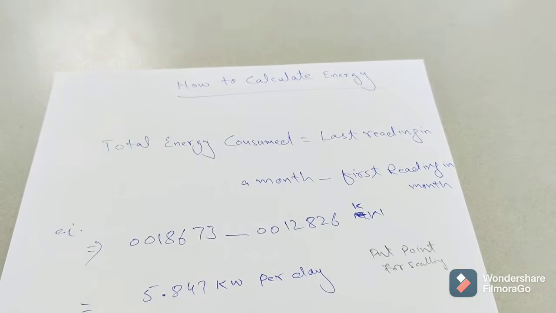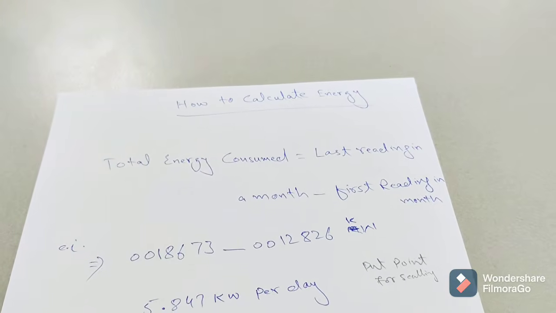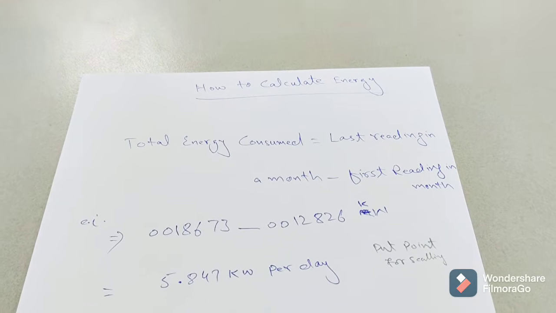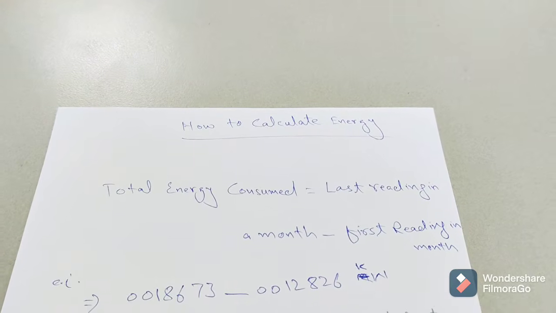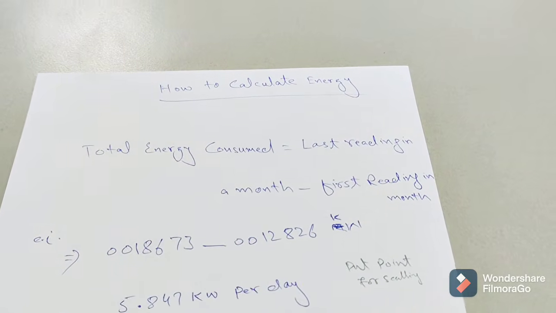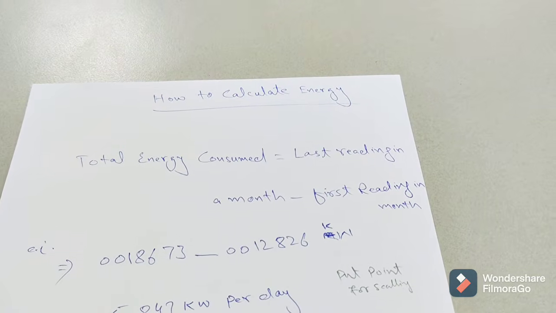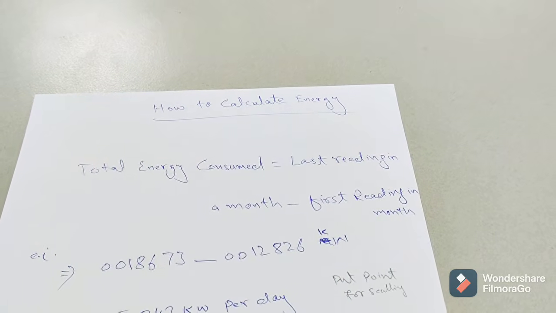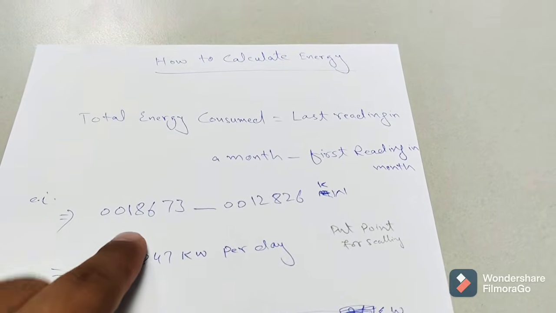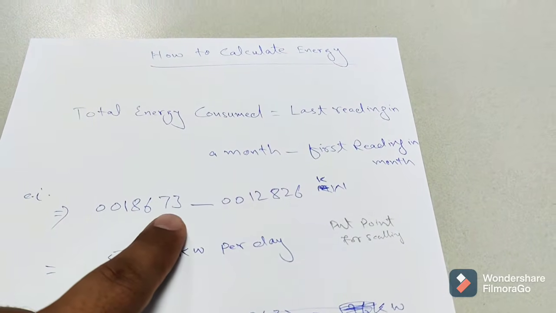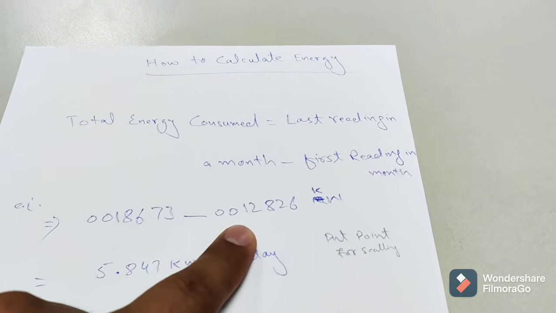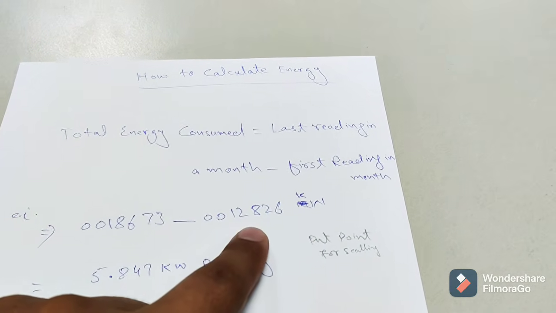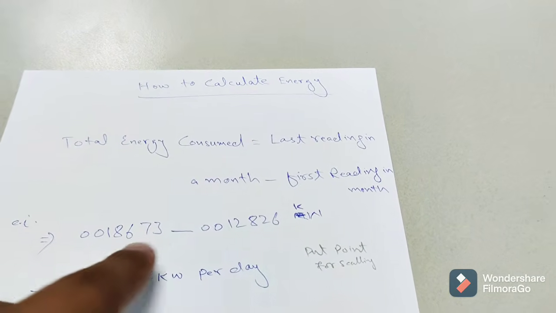Now look at the calculation, how you will calculate your energy per month, per week, it's up to you, and per day. I want to discuss here how to calculate energy from your meter. Total energy consumed per month is equal to the last reading in the month, the end of the month, minus the first reading, the start of the month. This is our last reading, 18673, minus the first. We took this photo from our MCC energy meter. This is the last reading, this is the first reading, the first date of the month, and this is the last date of the month.